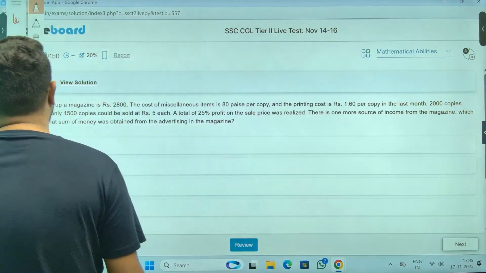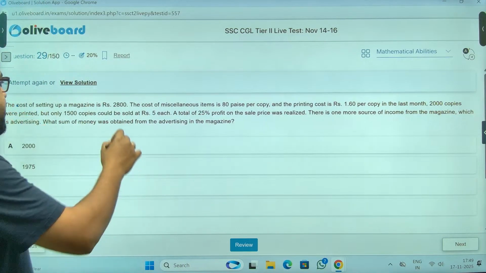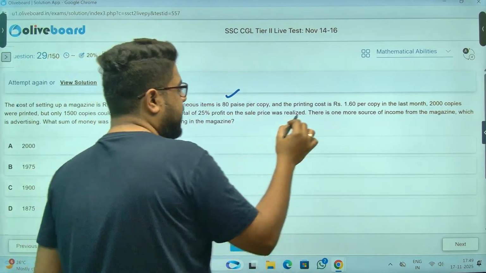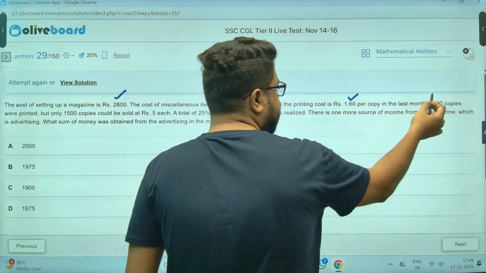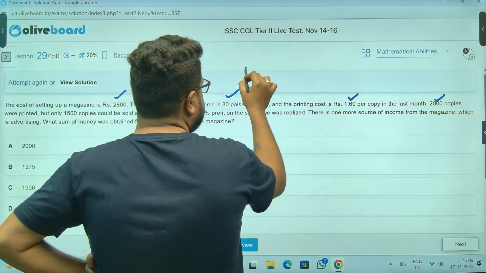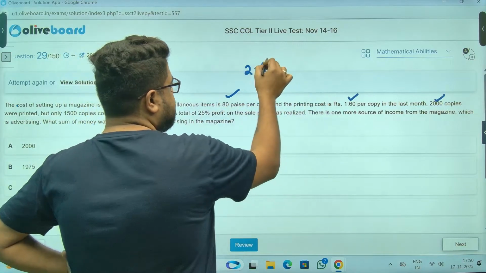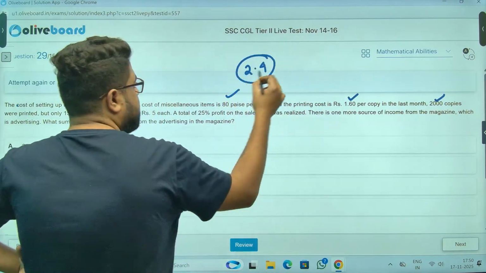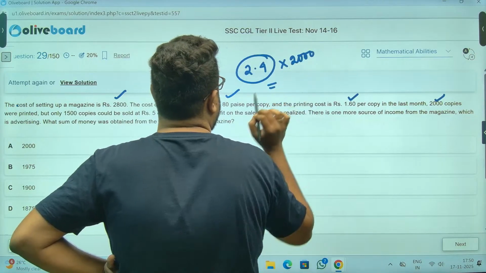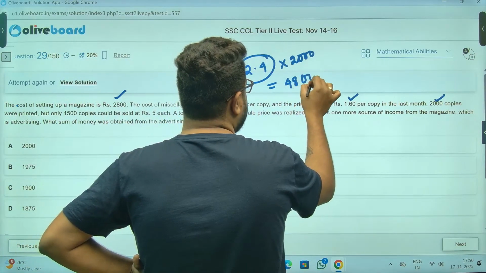Penultimate question. The cost of setting up a magazine is this. Cost of miscellaneous is this. 80 per copy, 160 per copy is printing. 2000 copies were printed. Achha, total printing is printing plus miscellaneous. 80 paisa, 160, so 240. Total 2000 copies. Okay, so this is 20, so 4800 rupees, sir.